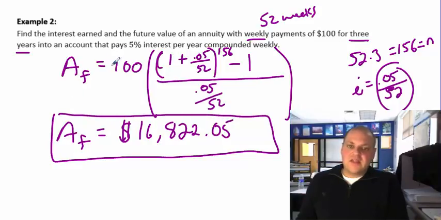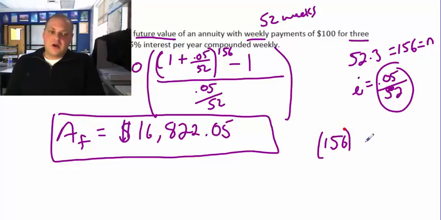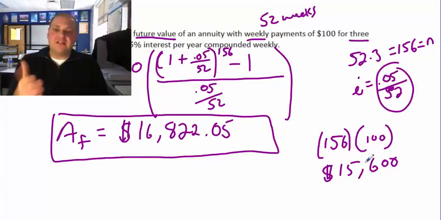All right? So that is our first question. Or that's actually the second question. That's the future value. Remember, future value is A sub F. And then the interest earned is, well, figure out how much you actually paid. 100 a week, right? 100 a week for 156 payments. So 156 payments times $100 a week. That's going to be $15,600. So if you actually paid $15,600, that's what you actually put in, 100 a week for 156 weeks.